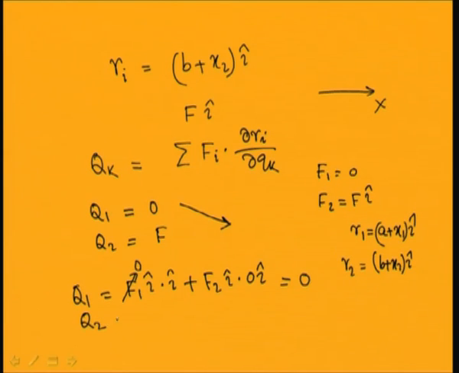Similarly, when we are finding Q2, this will be equal to F1 I dot del R1 by del x2, differentiating with respect to Q2, which is your x2. That equals 0 plus F2 I dot del R2 by del x2. Differentiating with respect to x2, this becomes I only, so this becomes F2 I dot I, which is F. In this way you can find the generalized force acting on the system.